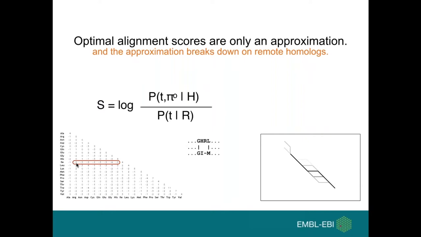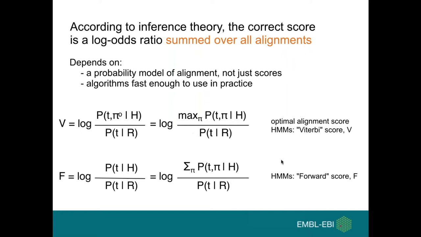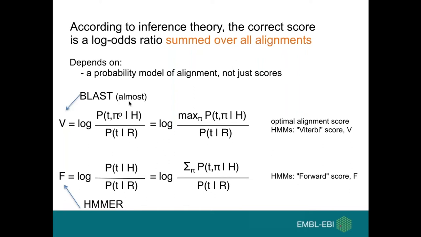So what HMMER does is it actually takes all possible alignments. If you look at the top equation, this is taking the maximum scoring optimal alignment, and that's essentially what Viterbi is. But profile HMMs allow us to do the full forward backward algorithm that takes into account all possible alignments. And that's represented by this sum of alignments here. And what that gives you is much better statistical inference. So this is what BLAST is doing, roughly taking the optimal alignment, whereas HMMER is taking into account all possible alignments.